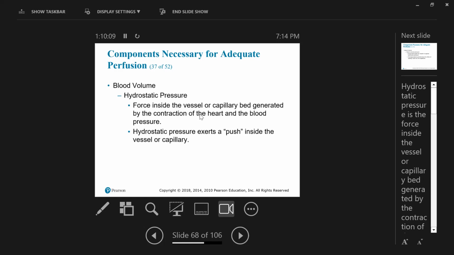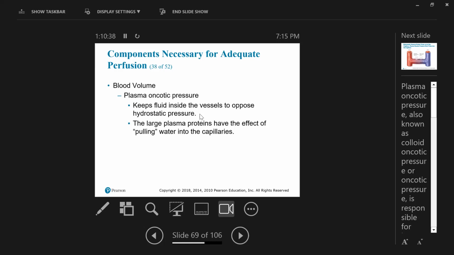Yeah, lower the volume. Anyway, hydrostatic pressure is the pressure being put against the blood vessel that causes it to leak out. From the inside of the vessel or capillary bed, it is generated by contraction of the heart and the blood pressure. Hydrostatic pressure exerts a push inside the vessel and the capillary. So what does this mean?